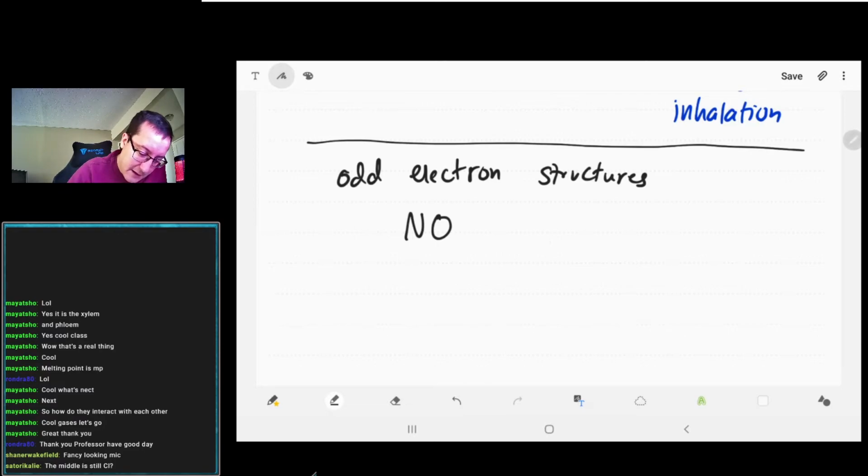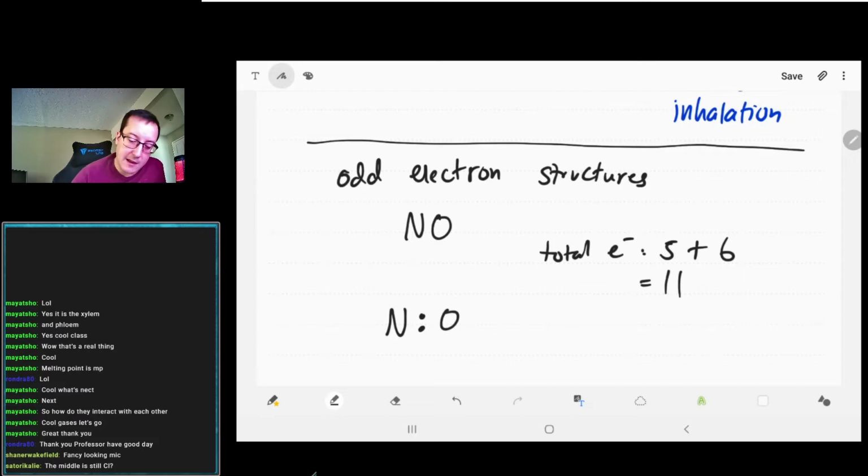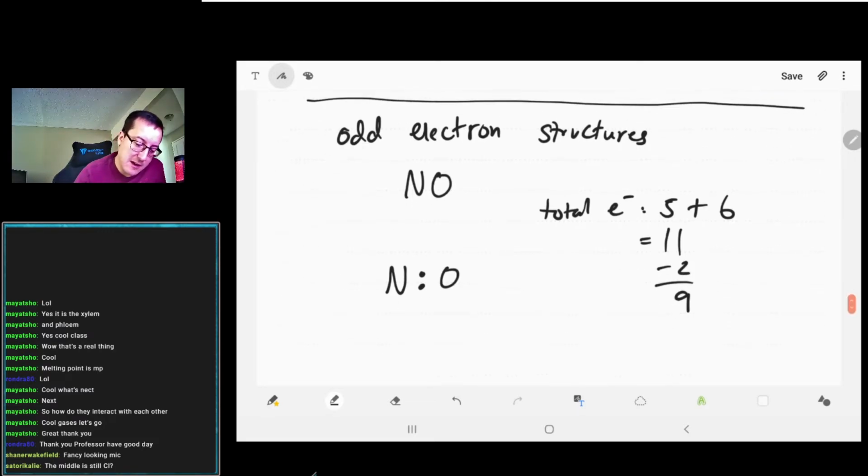So let's go ahead and do it. We have 11 electrons. There is our skeleton. We have 9 electrons left. We're going to go ahead and give some electrons to oxygen. It's more electronegative. We always give to the most electronegative one. Those, again, are typically our outer atoms. So we have 3 electrons left. Yikes.